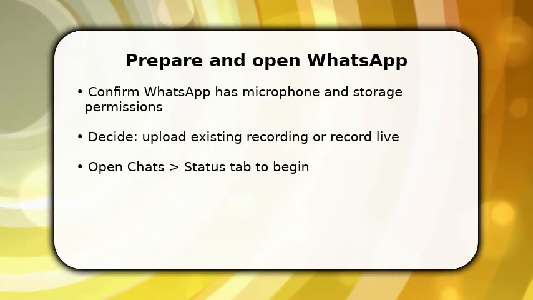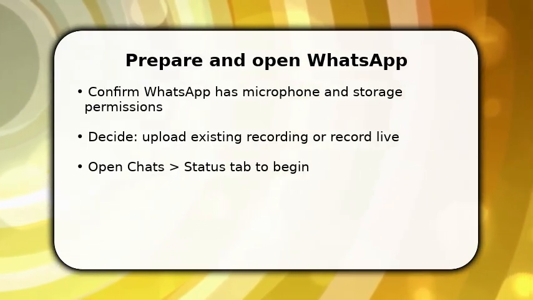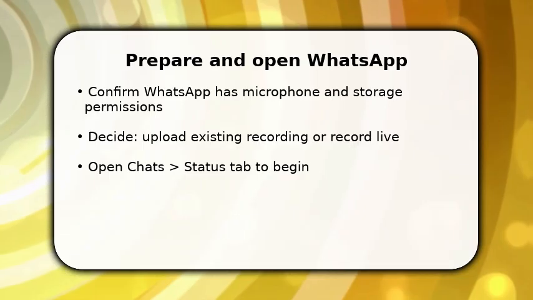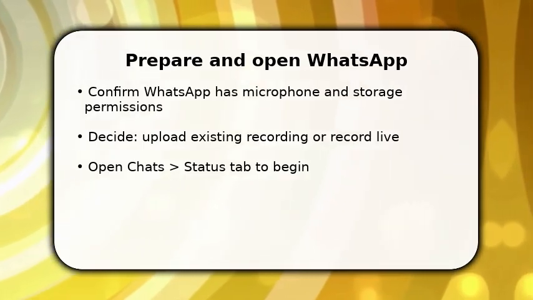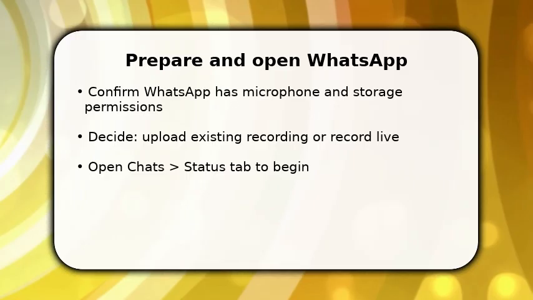You start by making sure WhatsApp can access your mic and files. This is why recordings appear on status. Once permissions are set, decide whether you will record now or use an existing audio file.